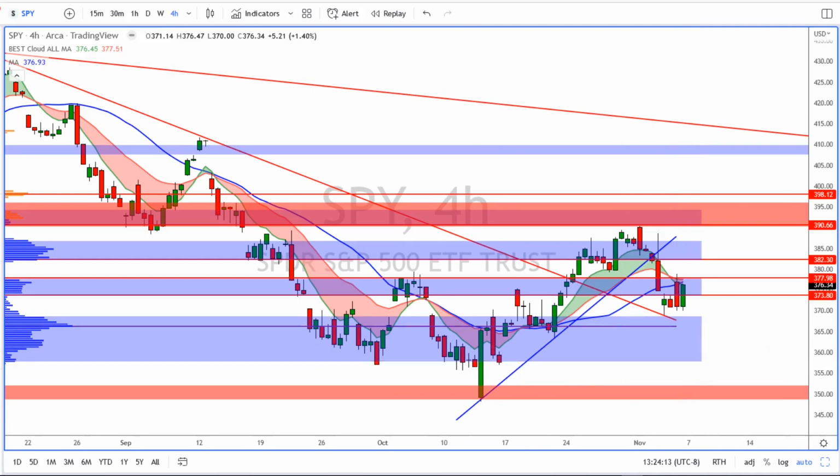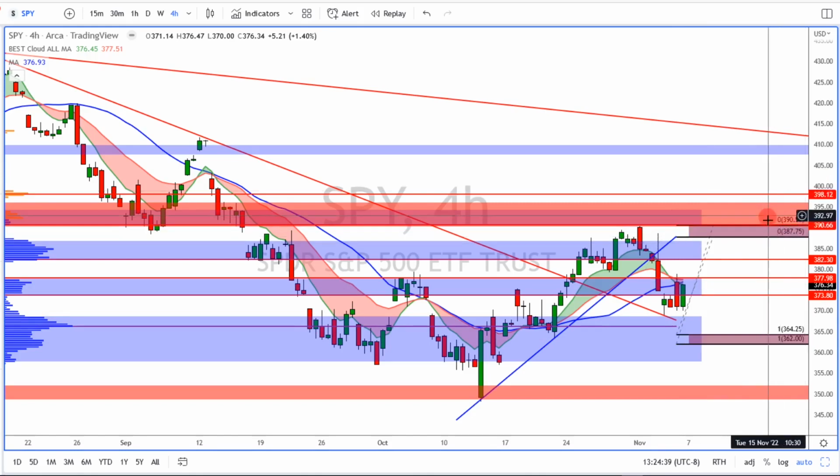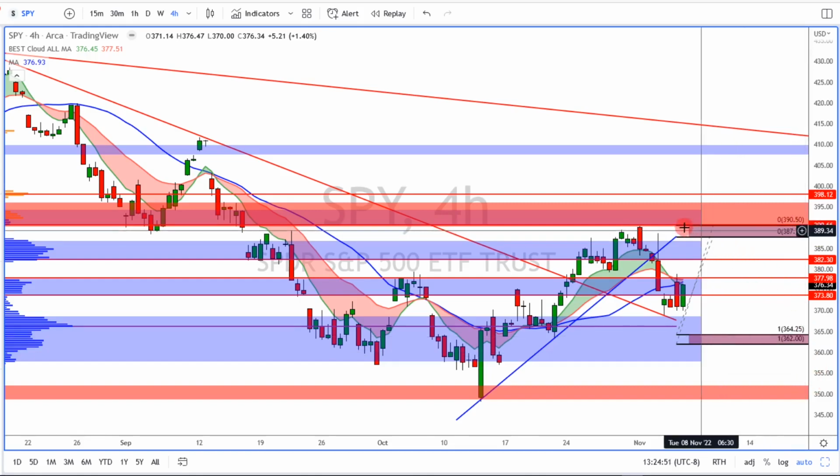Now here is the previous week's price range, and as you can see, it closed inside the lower range of the weekly expected move. This week's range will be somewhere between 390.50 and 387.75 for the upper range, and 364.25 and 362 for the lower range. Notice that the upper range is right against the edge of this zone, near the 390.55 area.